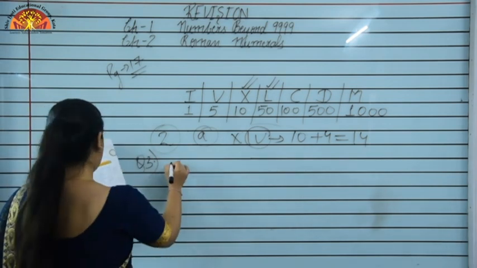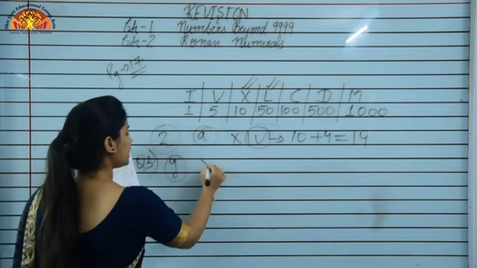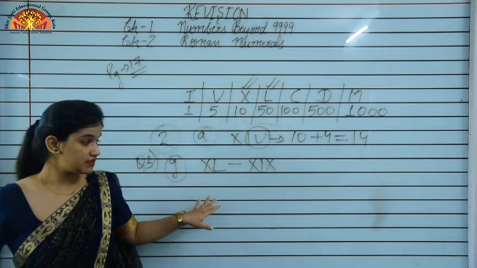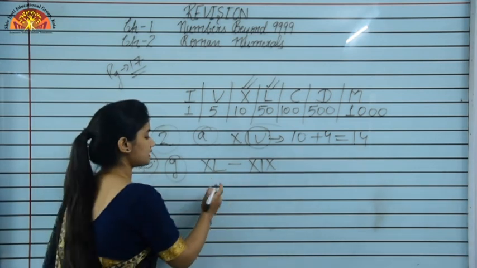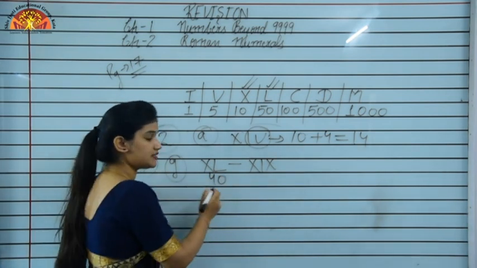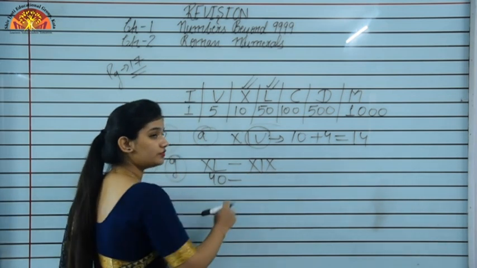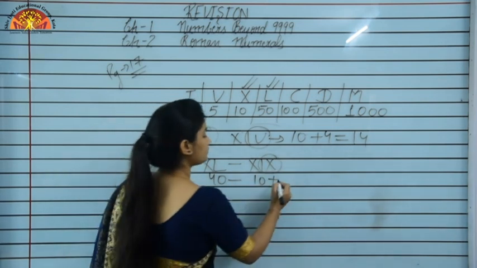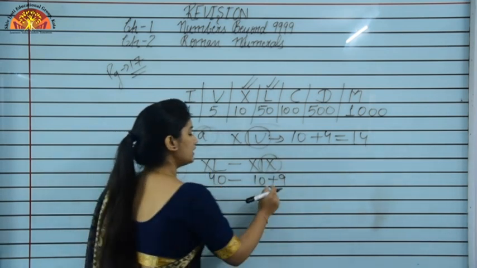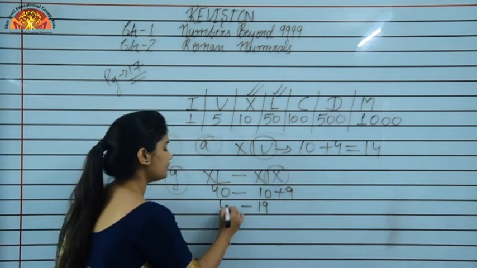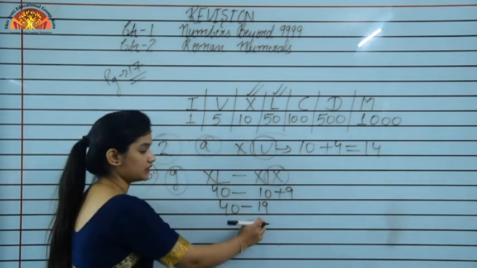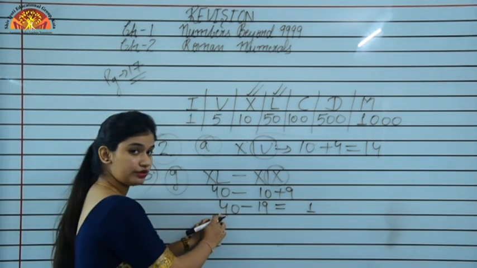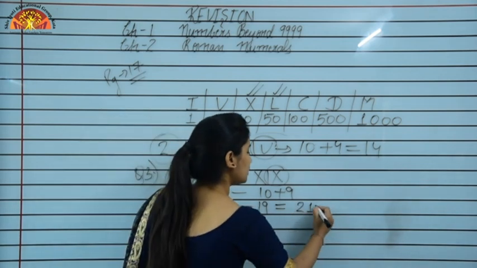We are taking one more question from question 3. Question 3, look at the G part. And the G part is XL minus XIX. Students, XL, as I have told you, XL means 40. It means 50 minus 10. Now XIX, what is the meaning of this? X means 10 and IX means 9. So 10 plus 9 will be 19. It means we have to do 40 minus 19. And 40 minus 19, 10 minus 9 will be 1. This will be 3. 3 minus 1, 2.